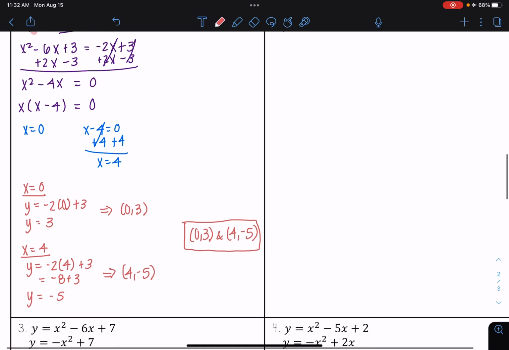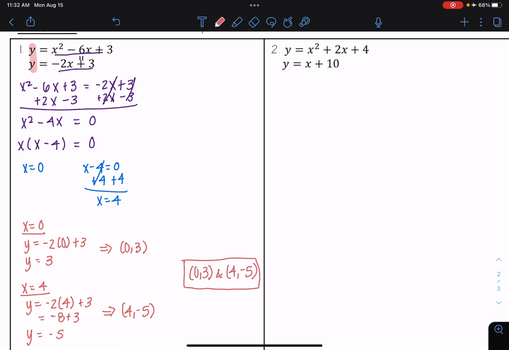And you can always check your work by plugging it back in. So if I were to plug in 0 into my top equation, I'd get 3. And if I plugged in 4 here, I get 16 minus 24, which is negative 8. Negative 8 plus 3, I get negative 5. And so it checks out.